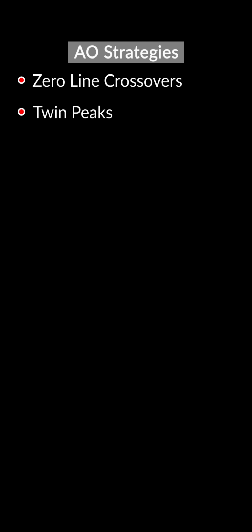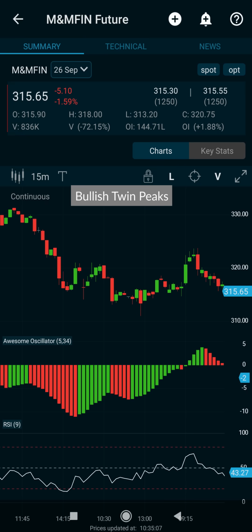Now there are 4 well-known strategies associated with the awesome oscillator. They are zero line crossovers, twin peaks, saucers, and divergences. We have already seen the zero line crossover strategy above. Let's take a look at the twin peak setup.